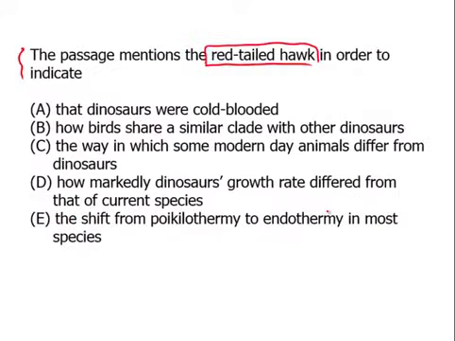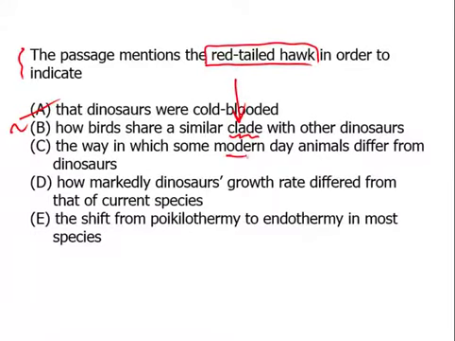Now we can go back to the answer choices. A, that dinosaurs were cold-blooded. That's not why the red-tailed hawk was brought up. B, how birds share a similar clade with other dinosaurs. This is jargony, meaning a non-typical word that you'd have to go back and find to remember what it means. So I put a little squiggly line next to answer choices like B, meaning I can come back to it if nothing else works, but I don't want to waste my time trying to remember what a clade is. C, the way in which some modern-day animals differ from dinosaurs.